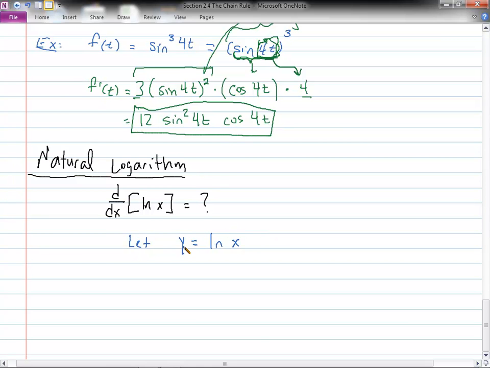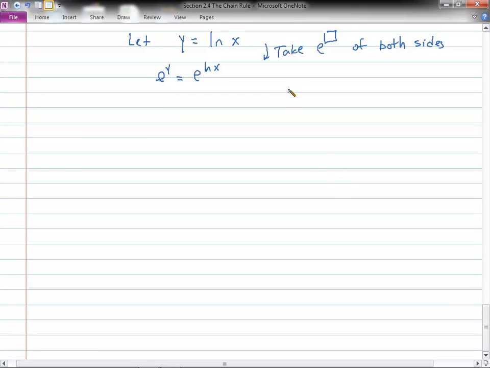Start with just, let's say y is equal to natural log of x. We want to find the derivative of y with respect to x. So let's exponentiate both sides. That is, write it as e to the y is equal to e to the natural log of x. Now, you remember what e to the natural log of x does? Cancels, and you're left with e to the y is equal to just x.